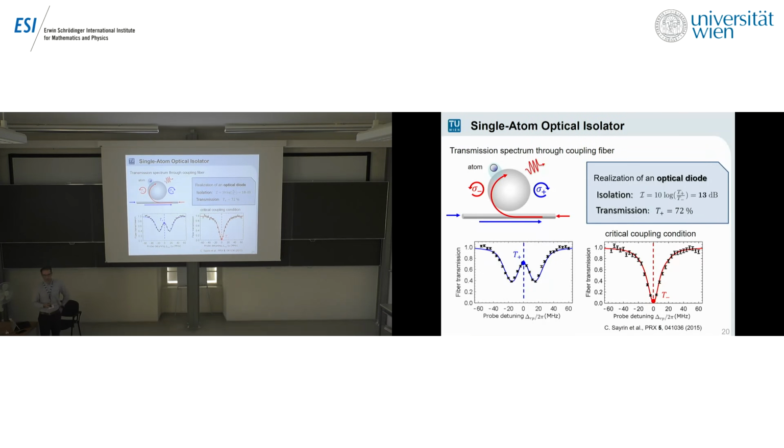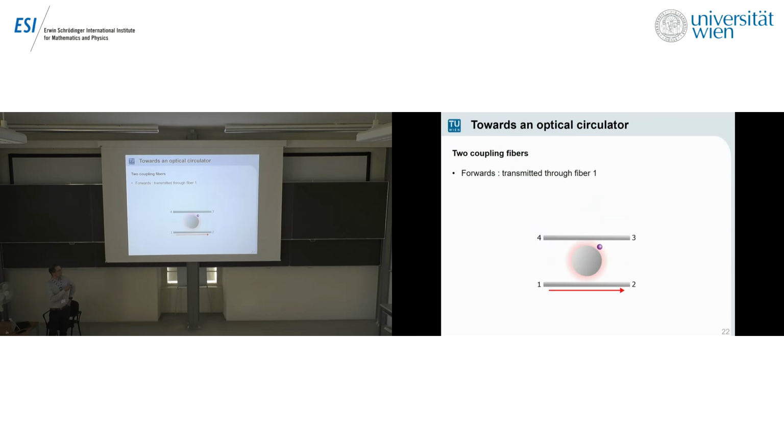If you now want at some point to make use of the quantumness of the atom, you somehow have to get rid of this dissipated channel, because in one direction the photon is always lost, which kills all your quantumness. So one way to do this is to add a second coupling fiber to the system.